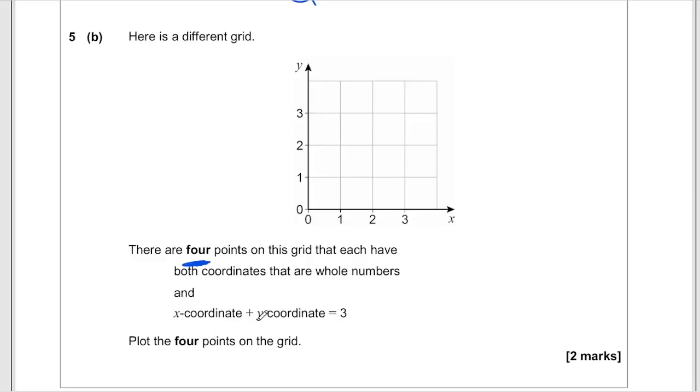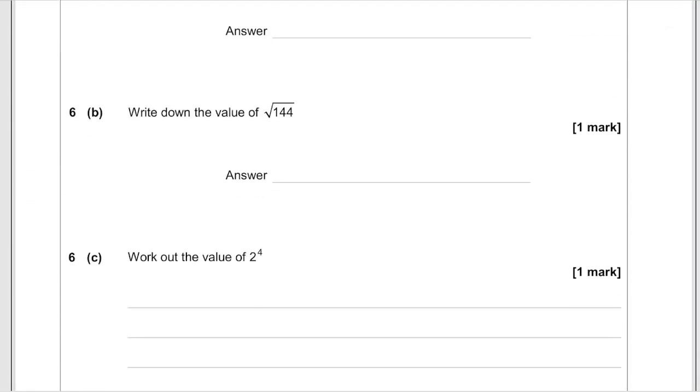Okay, the x coordinate plus the y coordinate equals 3. So I've got 0 to 3. How can I make 3 out of that? Well, I can do 0 plus 3. I can do 1 plus 2. I can do 2 plus 1. And I can do 3 plus 0. They're my 4 points. So that's what I'm going to plot. 0, 3, 1, 2, 2, 1, 3, 0. And they're my 4 points. I don't need to join the line up. It doesn't ask me to. So I just need to plot 4 points. Okay, on to the next one.